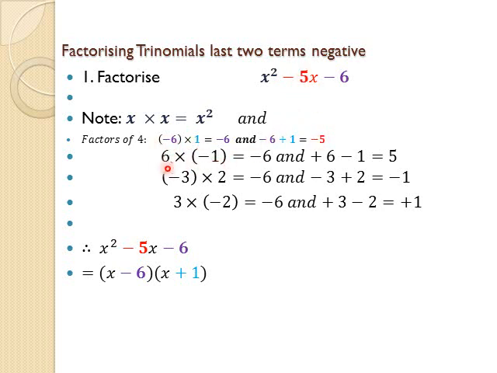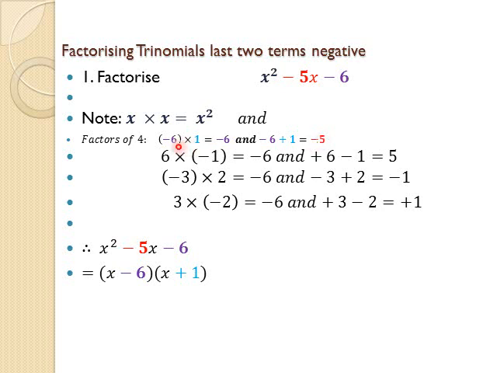Right, I can also make the 6 positive times a negative 1, which gives me negative 6. But plus 6 minus 1 gives me plus 5, not negative 5. Minus 3 times 2 is negative 6, but minus 3 plus 2 gives me negative 1. If I flip them around, 3 times negative 2 gives me negative 6, but 3 minus 2 is then 1. So the one that's valid is that one there on the top, right?